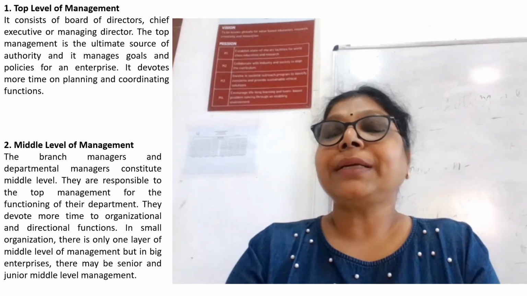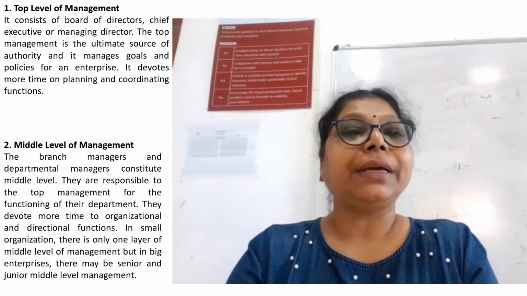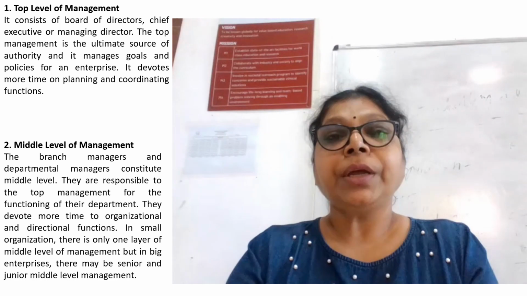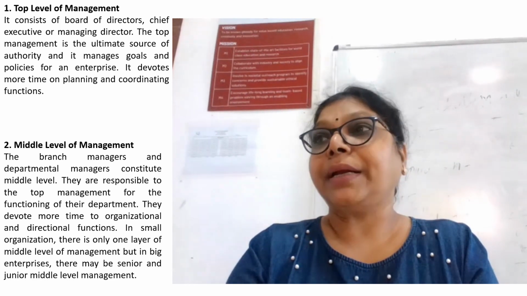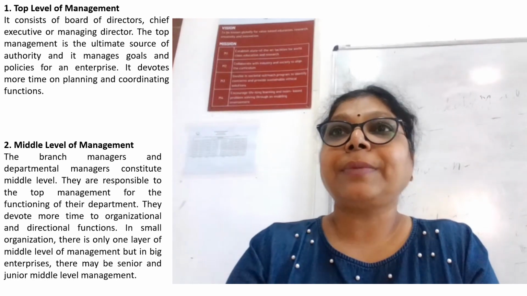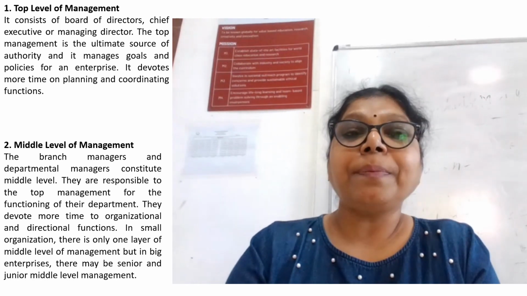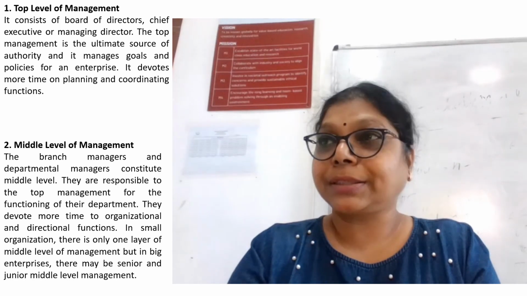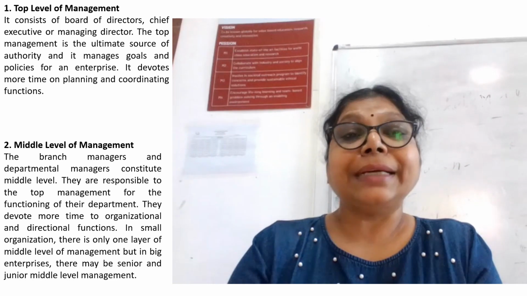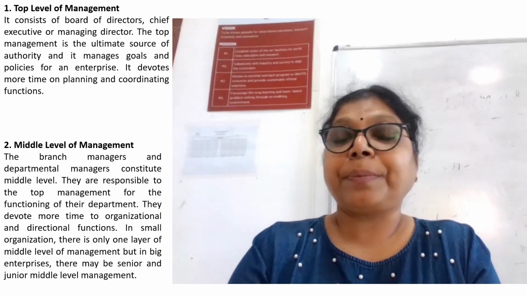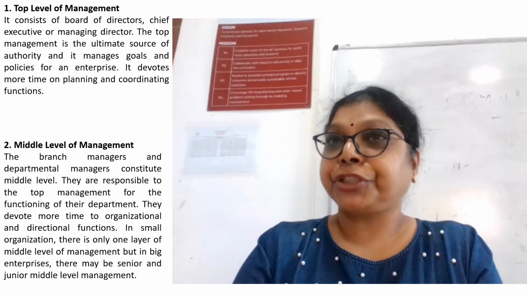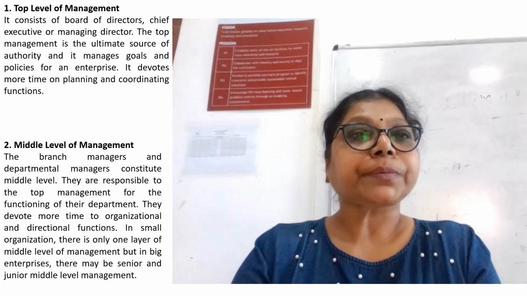So the top management is the ultimate source of authority and it manages goals and policies for an enterprise. It devotes more time to planning and coordinating functions. The role of the top management can be summarized like this: top management lays down the objectives and the broad policies of the enterprise. It issues necessary instructions for preparation of department budgets, procedures, schedules, etc.